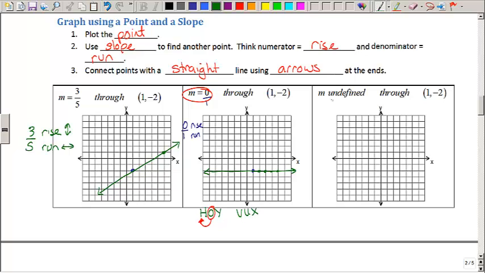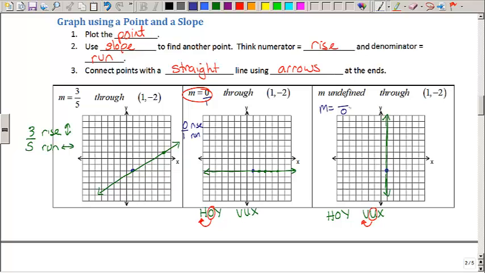On the third example, I have an undefined slope through the point (1, -2). Again, I plot (1, -2) first, and then I use my slope to find another point. If we're looking for the special cases, we know that an undefined slope is either a vertical or a horizontal line. Well, my HOY VUXT says that my U, undefined, slope has a vertical line. So I could just take my 1 point and know that it has a vertical line through it, and then I am done.